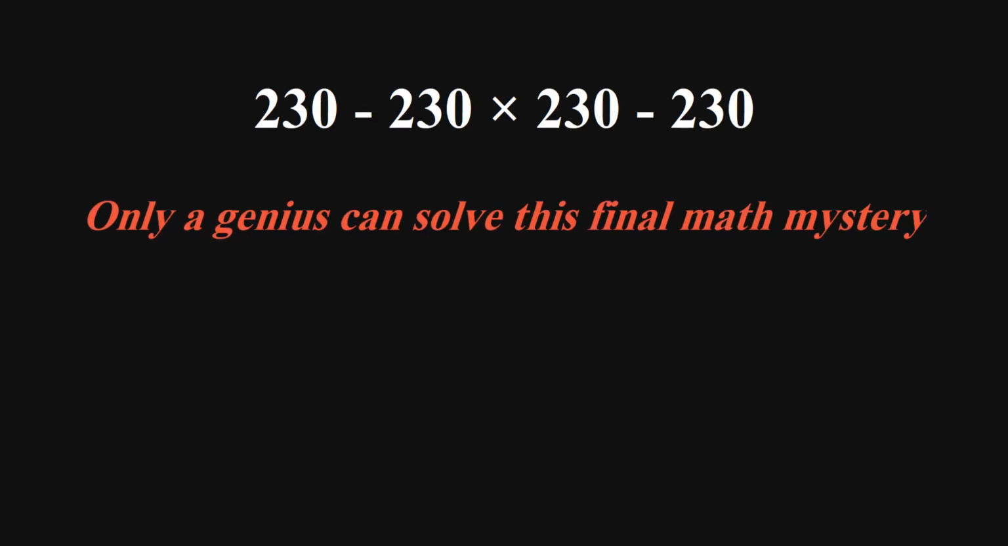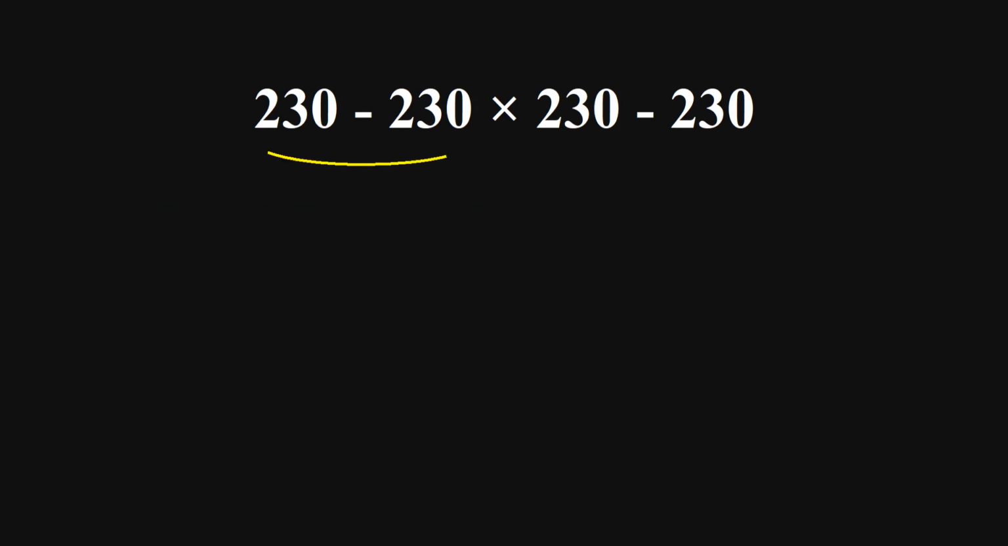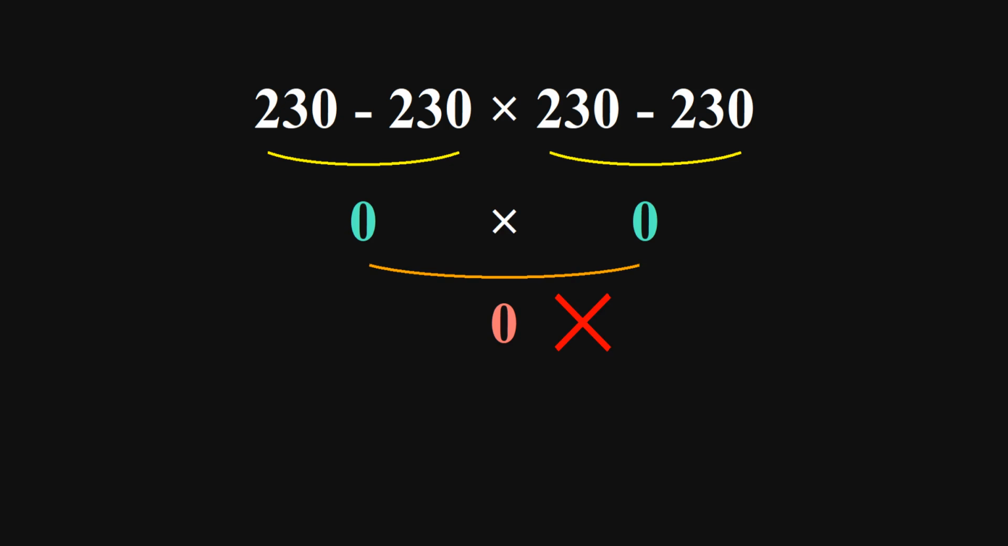In this problem, we have 230 minus 230, which equals 0, times 230 minus 230 equals 0. Now we have this problem, 0 times 0, which equals 0.